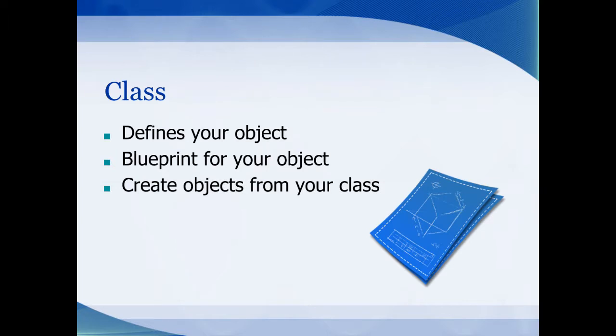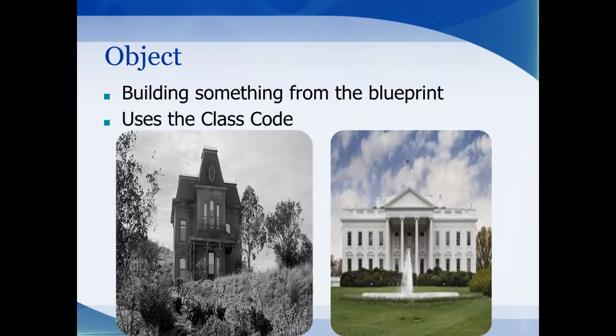You code the properties and actions in a class. A class is the blueprint for your object. It's going to define all the object's actions and behaviors. Now you can then reuse that same blueprint for multiple objects. Now an object is what gets created from the class.